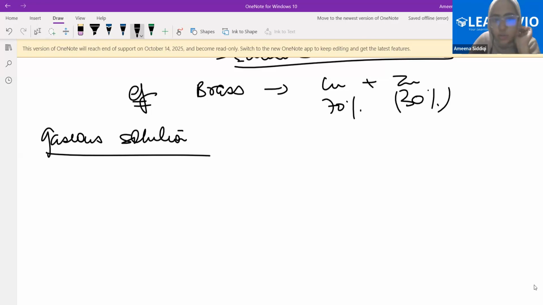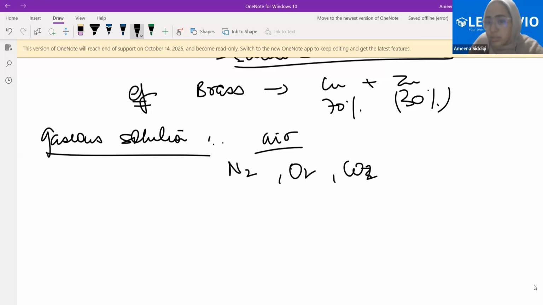Fine. Gaseous solution, air. We are studying this from the earlier classes. Air is a mixture of different gases, right? What are the different gases here? Oxygen, nitrogen, carbon dioxide, water, argon, helium, and all other gases. Since it's a mixture, they are not bonded chemically to each other.